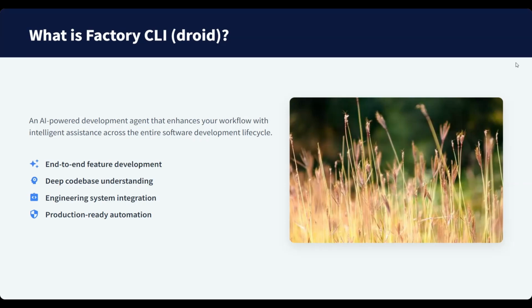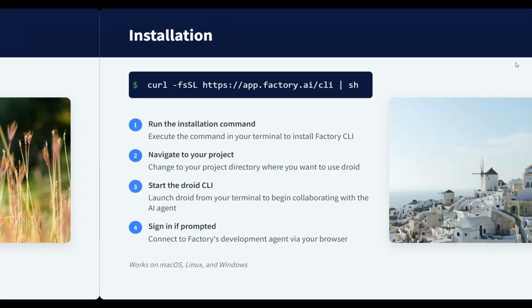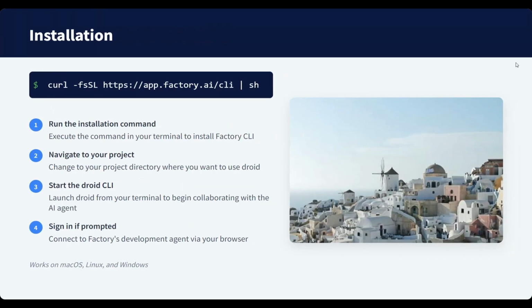Why we need Factory.AI? In modern software development, AI development agents are transforming how teams work. Factory.AI goes beyond traditional assistance. It brings micro-agents that can deeply analyze your code base, integrate with your engineering systems, and automate production pipelines.